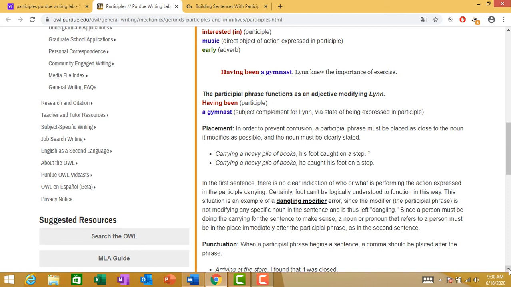Let's look at these two sentences. Carrying a heavy pile of books, his foot caught on a step. Now, this would mean that his foot was carrying a heavy pile of books. You see why it's very easy to confuse people if you don't place the participial phrase very close to the noun that it modifies. Let's look at the second sentence. Carrying a heavy pile of books, he caught his foot on the step. Now this is what the person really wanted to say.